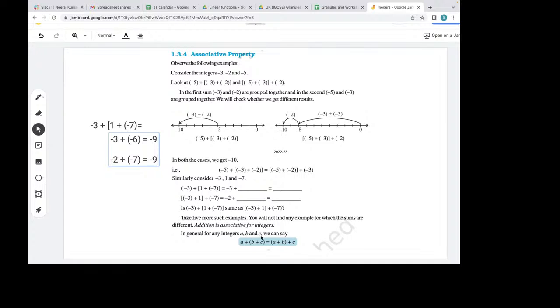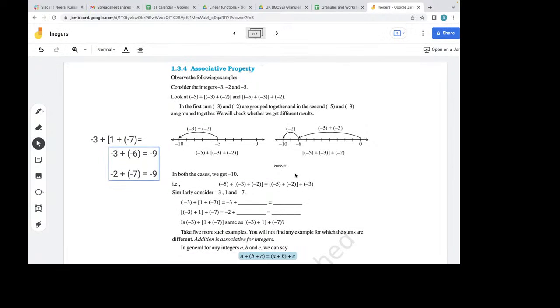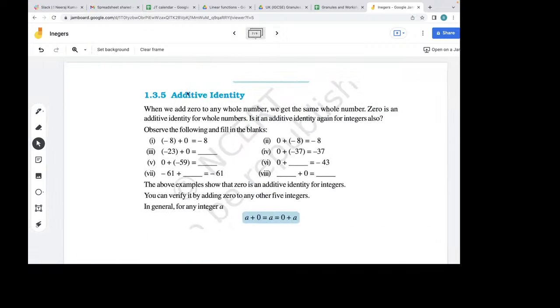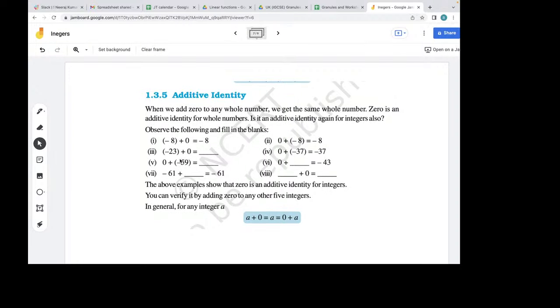Okay, and in general we can say, if we have three integers, a, b and c, a plus (b plus c) is equal to (a plus b) plus c. So they follow associative property as well. Okay, now let's move on to the next slide and let's see what is there for us. Okay, there comes the additive identity.